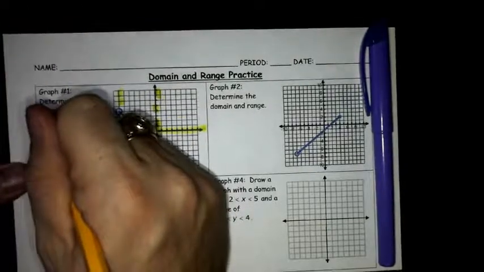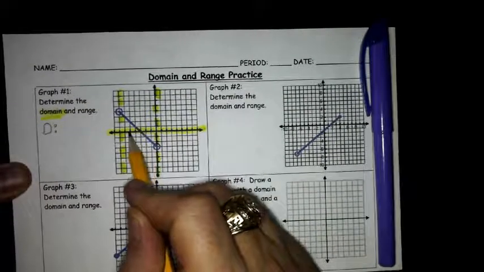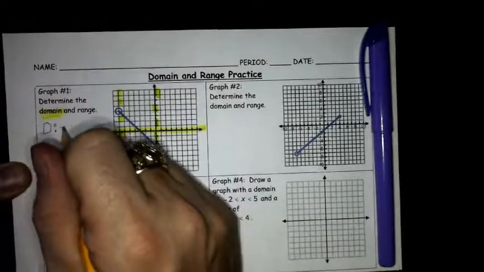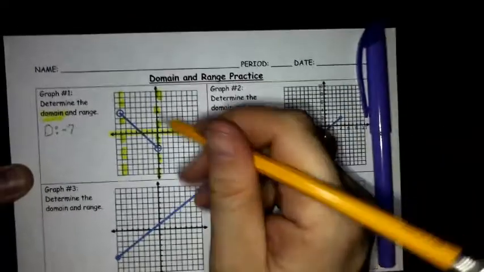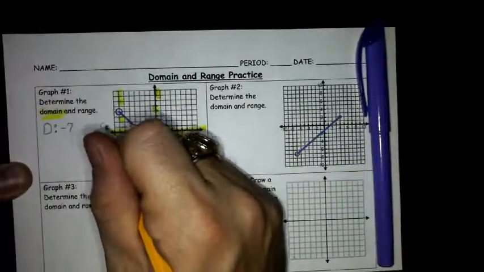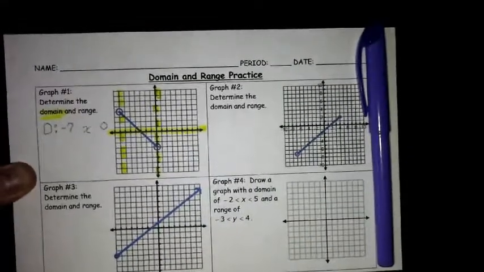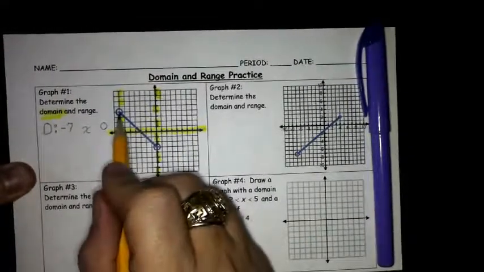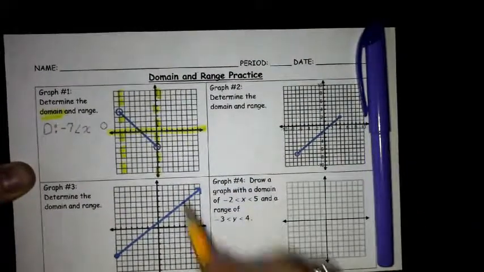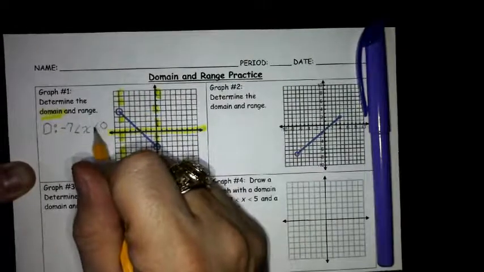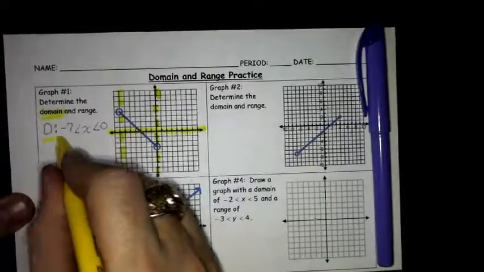So my domain, well, the most left would be 1, 2, 3, 4, 5, 6, 7. So it would be -7. My most right would be 0. Domain is X. And now, because I can't touch -7, I just do a less than sign. And since I don't actually touch 0, I again just do another less than sign, and that would be my domain.